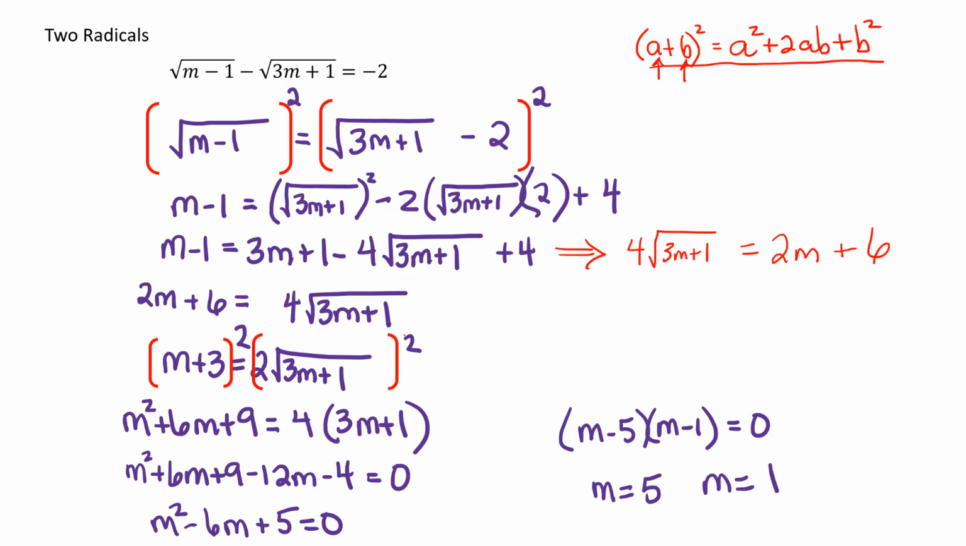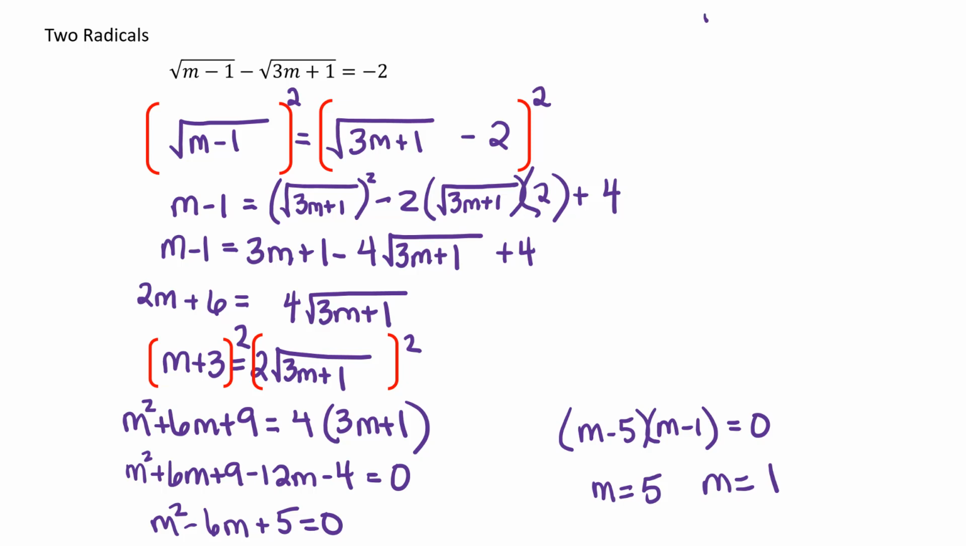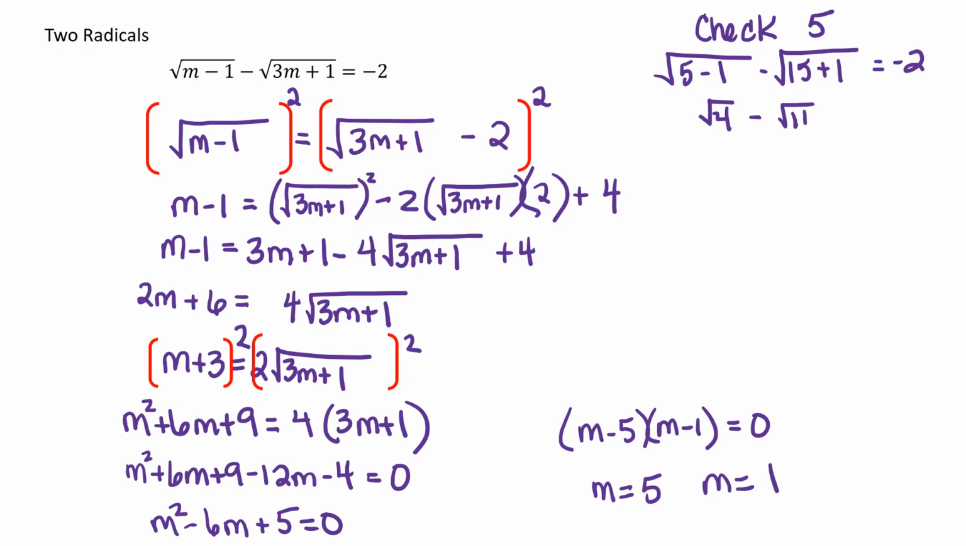That would make those two factors equal to 0, but we have to check to make sure that they work. So if m is 5, we'll check that. That would be the square root of 5 minus 1 minus the square root of 15 plus 1, and that's supposed to equal negative 2. So you've got the square root of 4 minus the square root of 16 is supposed to equal negative 2. So that's 2 minus 4 equals negative 2, which is true. So 5 is a solution.